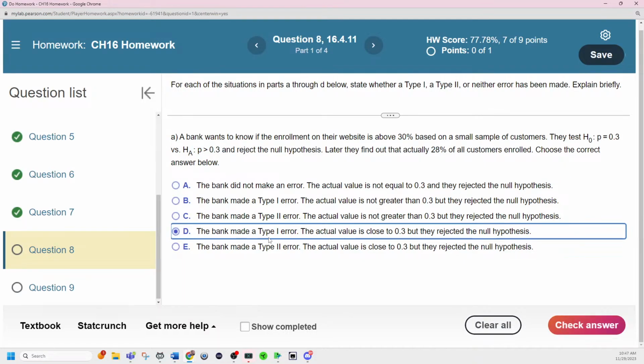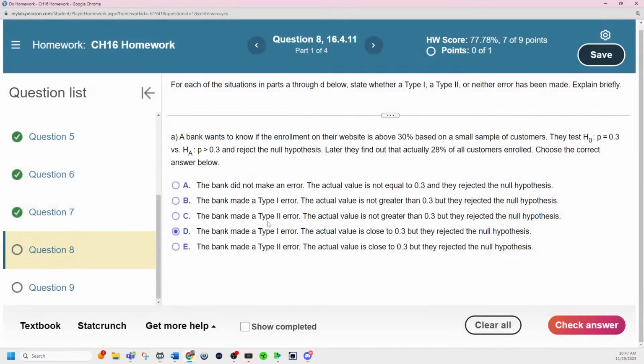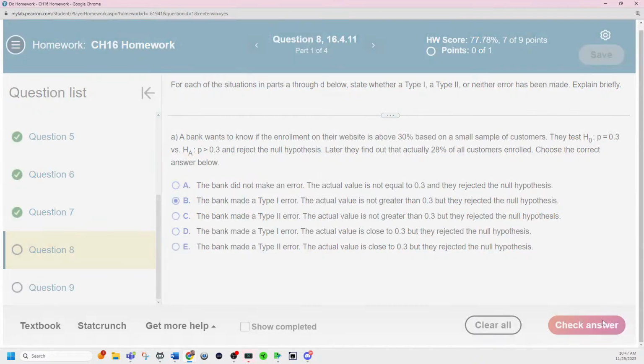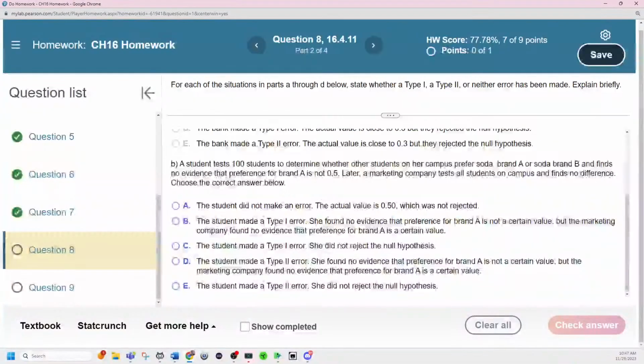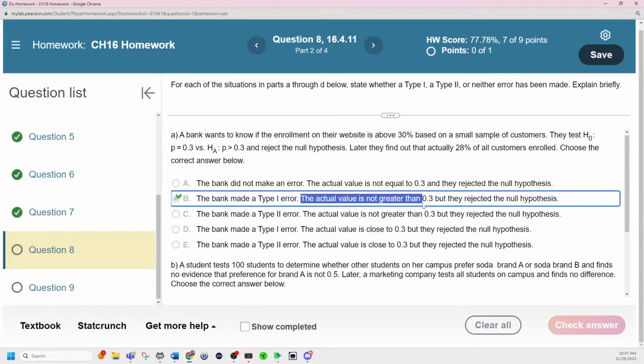The actual is very close. They rejected the null, so they shouldn't have rejected the null. The actual value is close to there, but they rejected the null. They made a type 1 error. Oh, the actual value is not greater than. Yeah, that's true. Just the wording of it. They shouldn't have rejected the null. So it's not greater than. That is true. The actual value is not greater than 30%. Type 1 error.